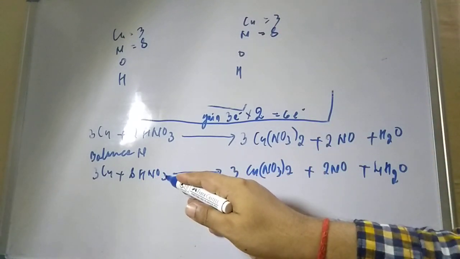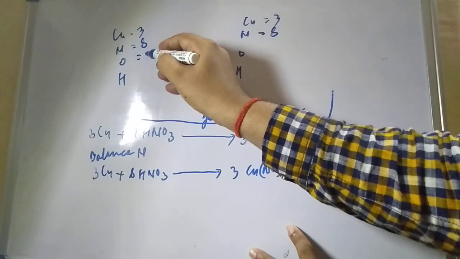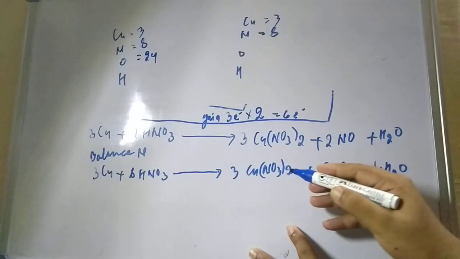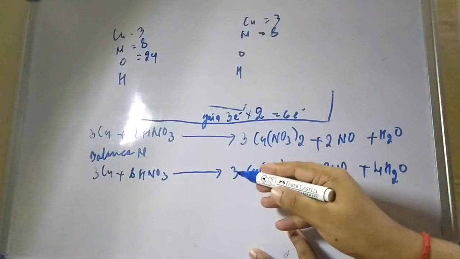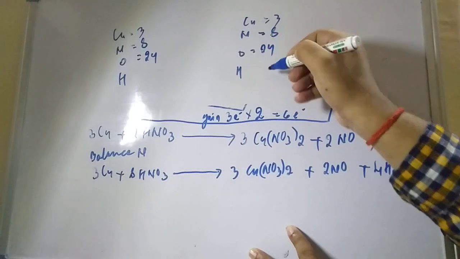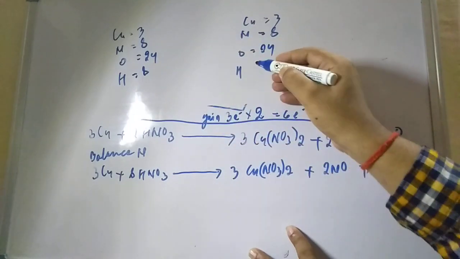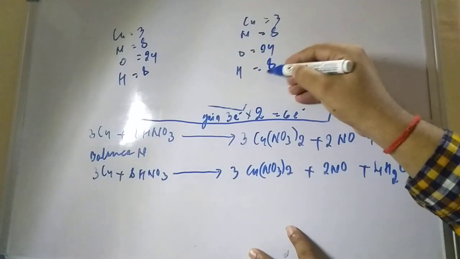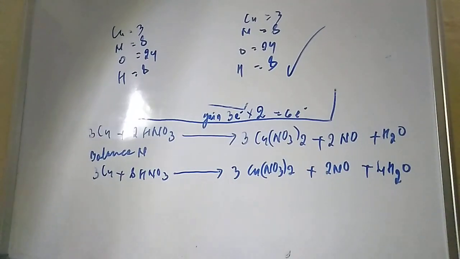Oxygen, here 8 times 3 is 24. This is 24. And here it is 2, you go 3 times 2 is 6, 3 times 6 is 18, 18 plus 2 is 20, and 4 more. This oxygen is 24. Hydrogen, how many? 8. And this side 4 times 2 is 8, that is also 8. So this is the balanced chemical equation, students.